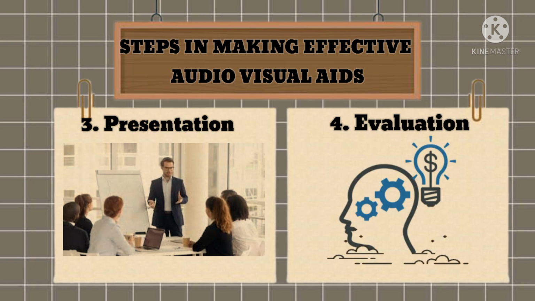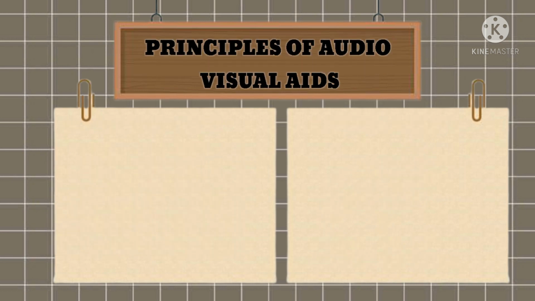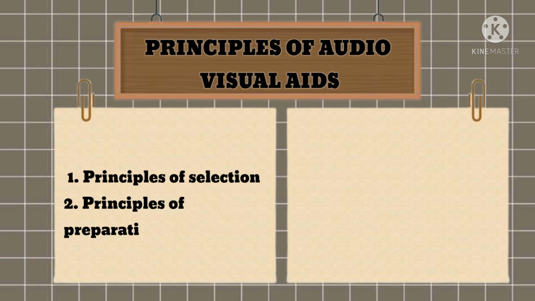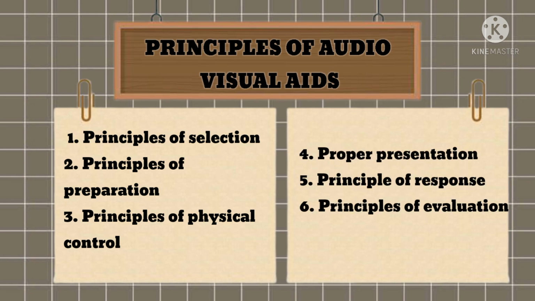The last step, which is the evaluation, by providing discussion and feedback, evaluate the effectiveness of the audiovisual aid in the lecture. And now let's move on to the principles of visual aids. We have first, principle of selection. Second, principle of preparation. Third, principle of physical control. Fourth, the proper presentation. Fifth, principle of response. And sixth, principle of evaluation.